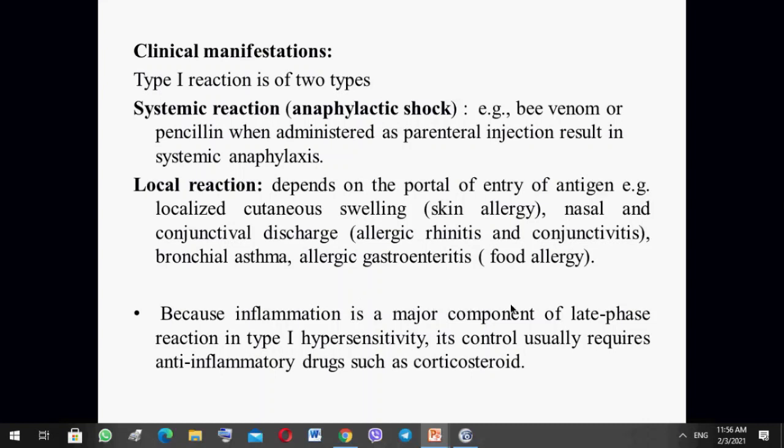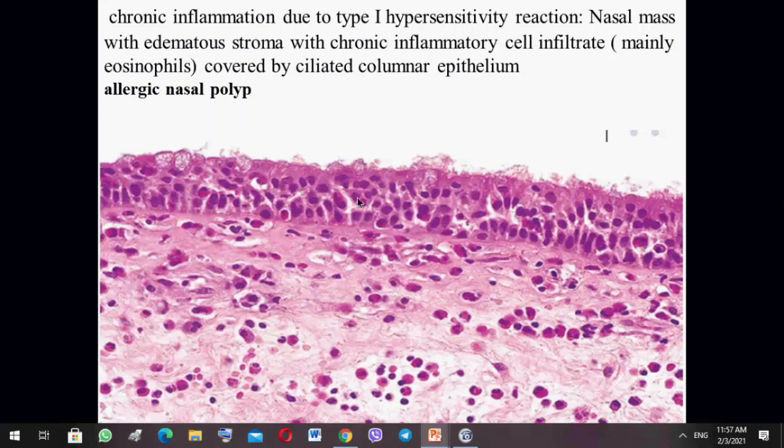Because inflammation is the major component of the late phase reaction in type 1 hypersensitivity, its control usually requires anti-inflammatory drugs like steroids. So the steroid is a very important drug that can be used in type 1 hypersensitivity reaction, especially in anaphylactic shock or sometimes even in bronchial asthma. We can give a steroid because the steroid will act as an anti-inflammatory agent, and inflammation is the major component in type 1 hypersensitivity reaction.